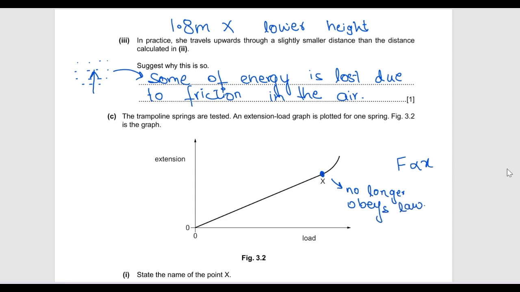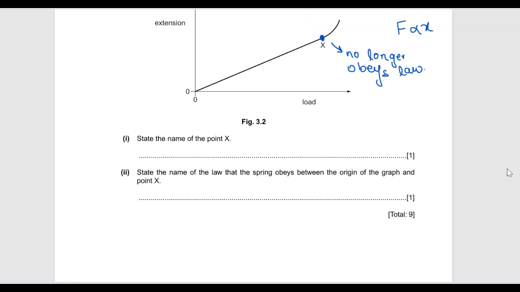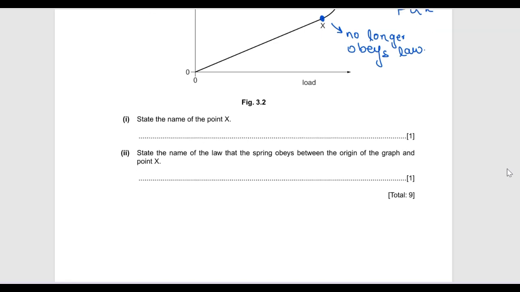So what is this point X called? State the name of the point X. The point X is the limit of proportionality. It is the point after which your elastic body does not obey Hooke's law, and the extension is no longer directly proportional to load. Next, state the name of the law that the spring obeys between the origin of the graph and the point X. From 0 to X, we know it's obeying Hooke's law, of course. So I am just writing Hooke's law.